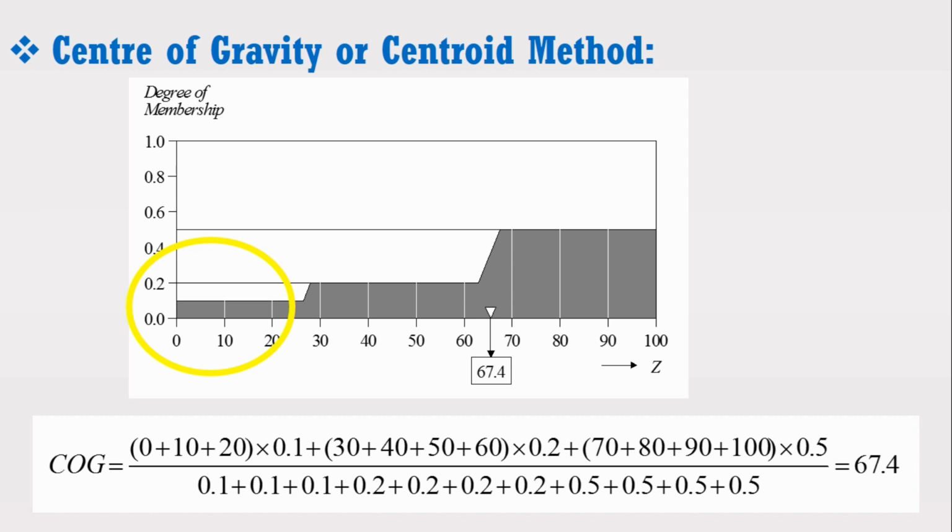It may be noted that here 0.1 is written 3 times because 0, 10 and 20 are 3 values which all have the membership degree of 0.1. That's why it is used 3 times. Now the single defuzzified output obtained by using center of gravity method is 67.4. It means that the fuzzy logic controller has to take action based upon this value.